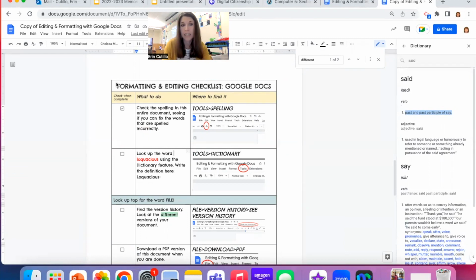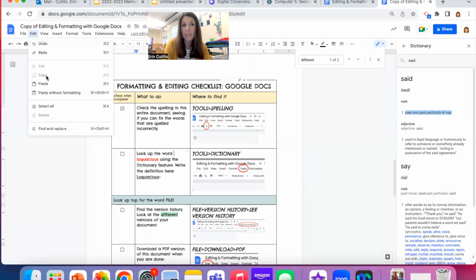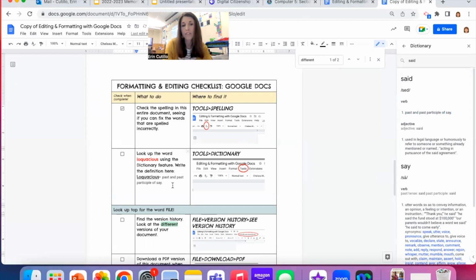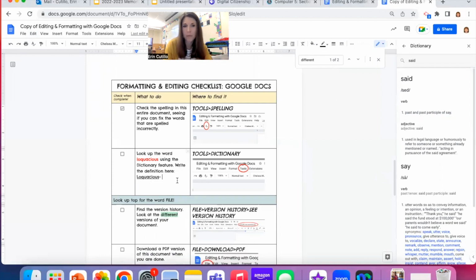So then I'm going to either go to edit copy, or no, it's not going to let me edit copy. So I'm going to do Command C, hold down the Command key and then the C. And then I'm going to go down here where it says write the definition. And then I'm going to hit Command V. And then it's going to give me whatever is here. Or you could just type this if you want some extra typing practice.